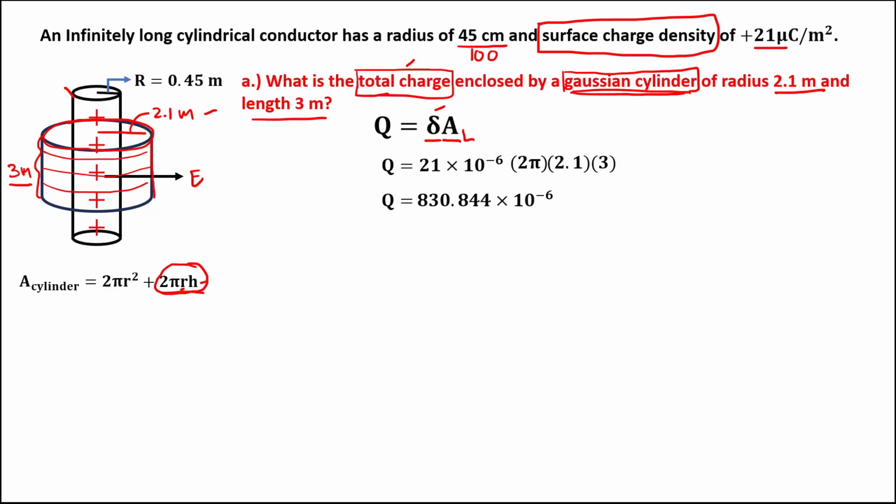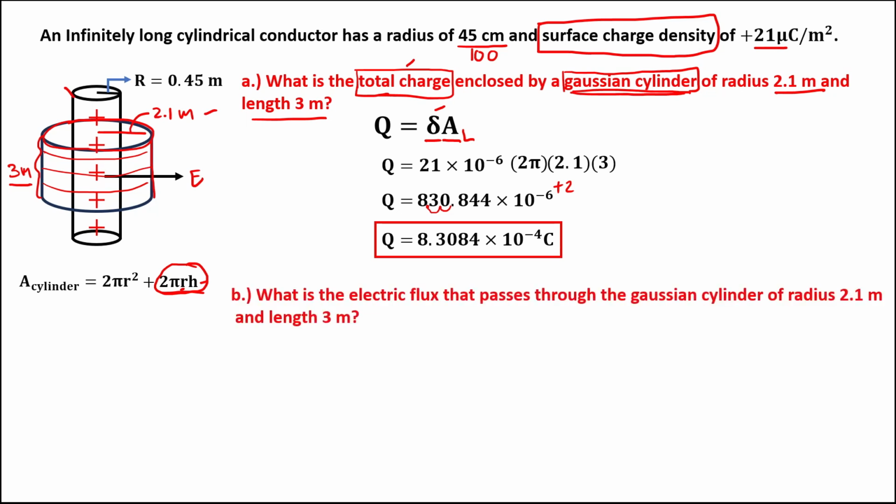Then to write this one in standard scientific notation, move two places to the left, so therefore plus 2. Therefore, the total charge is equal to 8.3084 times 10 to the power negative 4 coulomb.